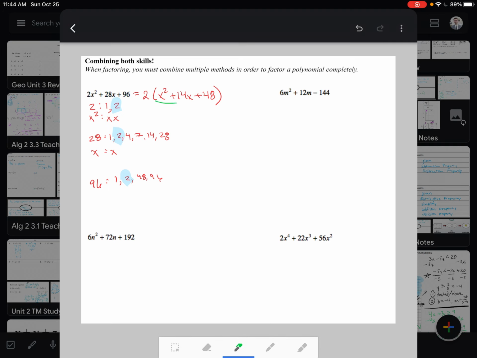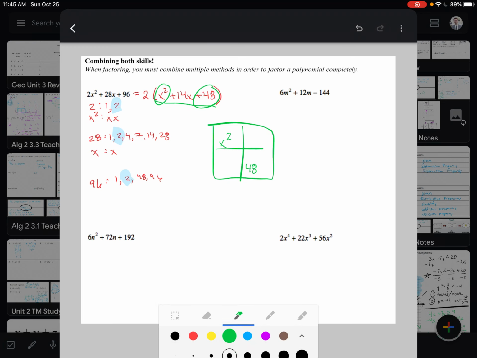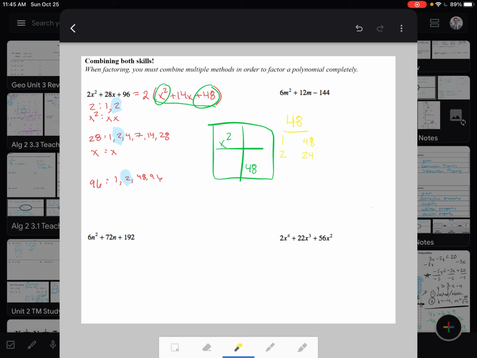Okay, so we factored out the 2. That's the first step. And now the second step is actually just to take this and put that into a box. So again, we know our first term, we know our last term. Put those in right away. That's step number 1. And then next we need to list out our factors of 48. So we're going to have 1 and 48, 2 and 24, 3 and 16, 4 and 12, 6 and 8, and I think that's all we got there.